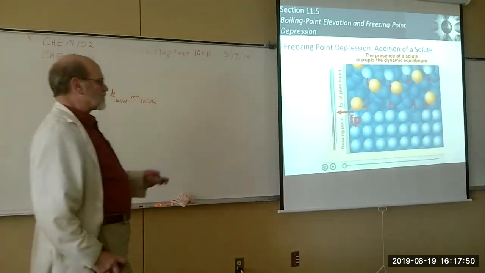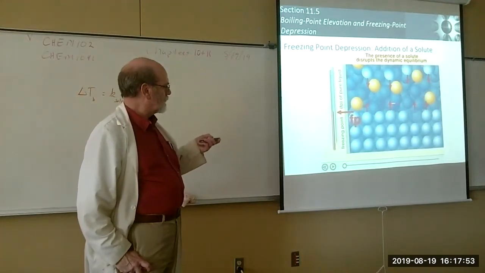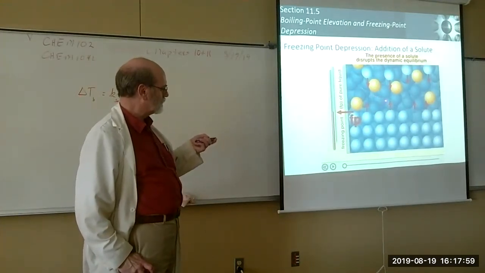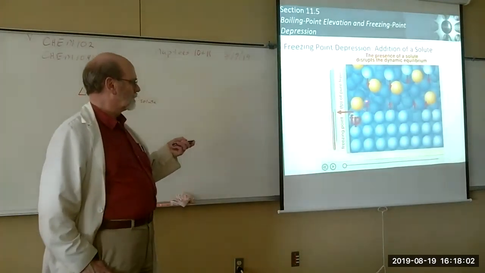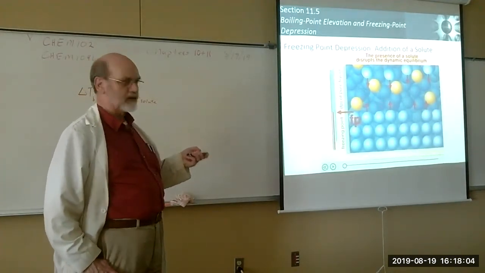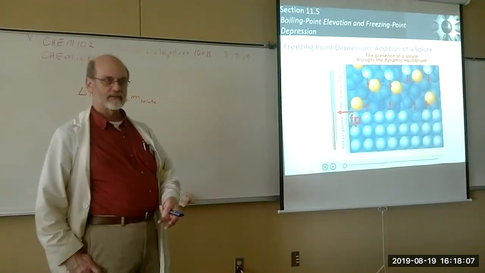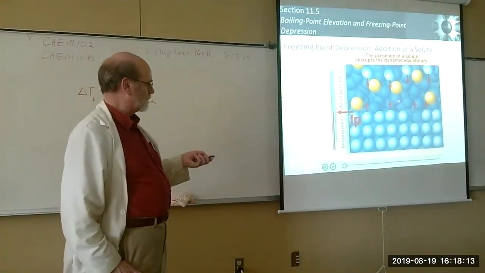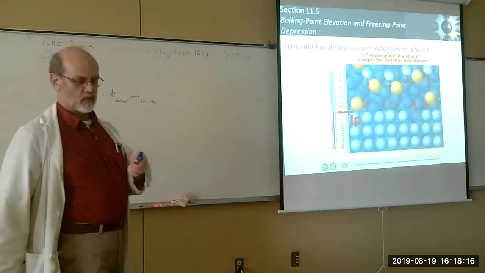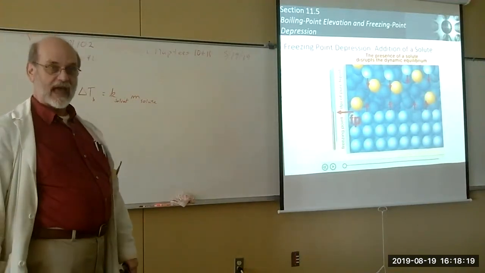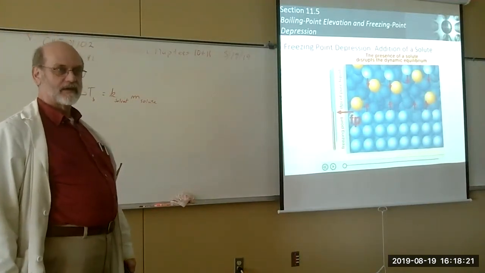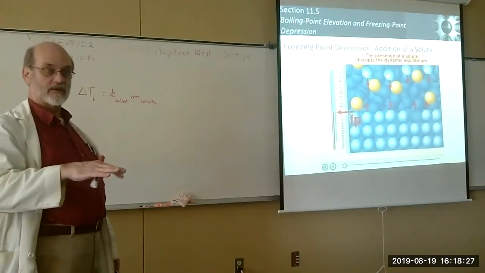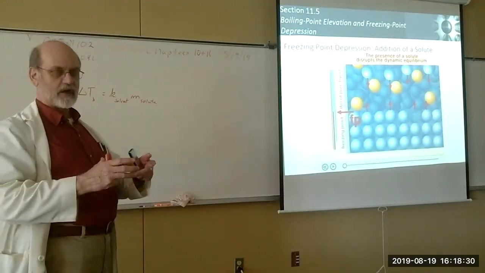So, since you have fewer of the liquid molecules entering the solid phase because of this interference of these solutes, it takes a lower temperature to overcome those interactions and to get it into the solid phase. So that's why we say freezing point depression. It takes a lower temperature to freeze it there. That's why your ice cream freezer works. You add salt to your ice, it lowers the freezing point of the ice, and eventually you reach a point where you're actually below the freezing point of the custard.